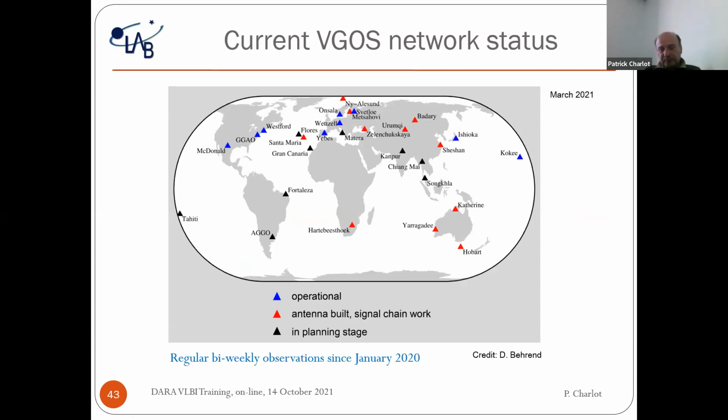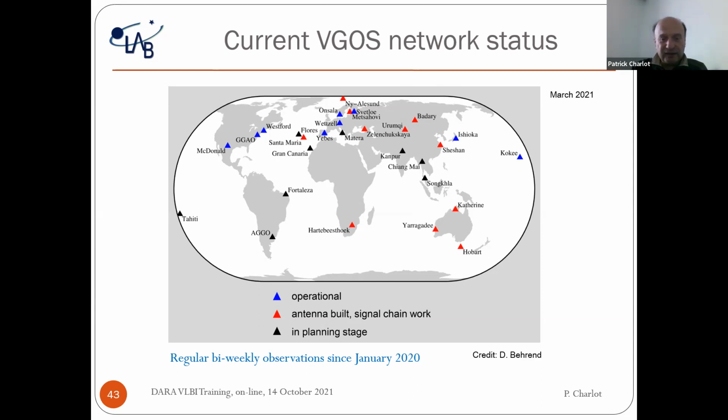So this is the current situation of the VGOS network. You see that the blue triangles show stations that have been built and which are currently operational, which means that they do not work every day, but they can do observations. The red ones are stations that are built, but they are not yet operational. There is still some work to do at the station to make them operational, and some testing.